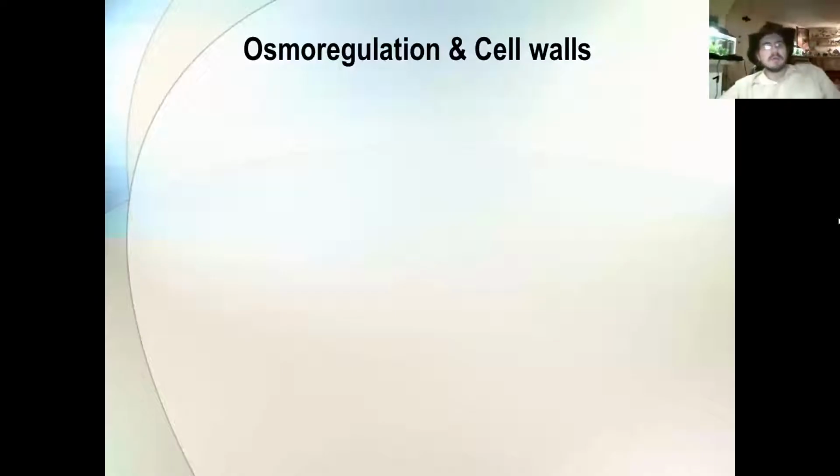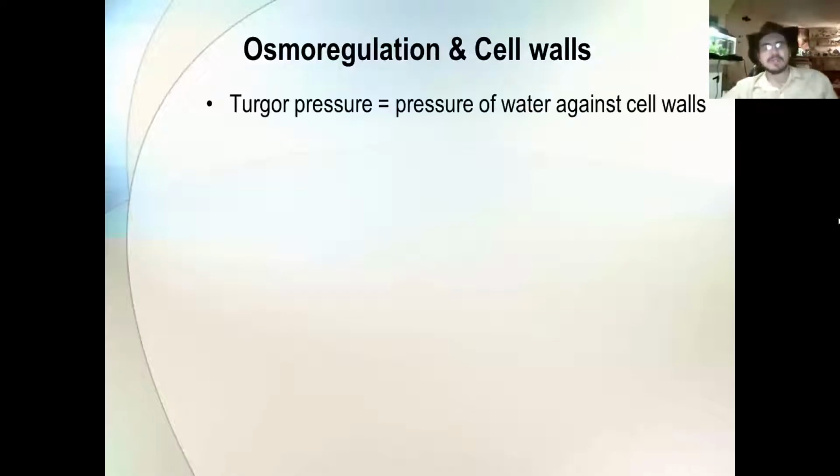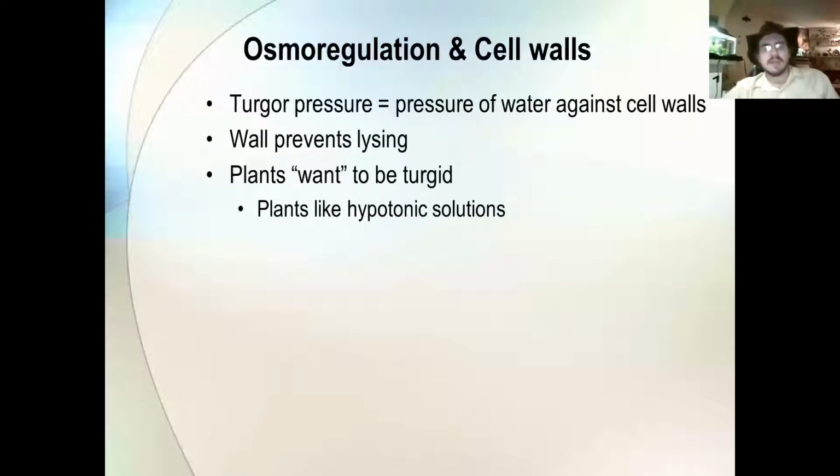So, osmoregulation in cell walls. Turgor pressure is the pressure of water against cell walls. And that wall prevents lysing. So plants want to be turgid, so plants like hypotonic solutions. That's why you water them. Because turgid cells resist gravity a lot better than cells in isotonic solutions, flaccid cells, or cells in hypertonic solutions, which are plasmolysing and dying.